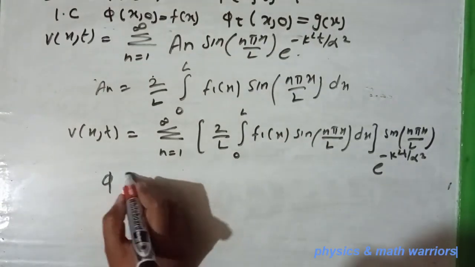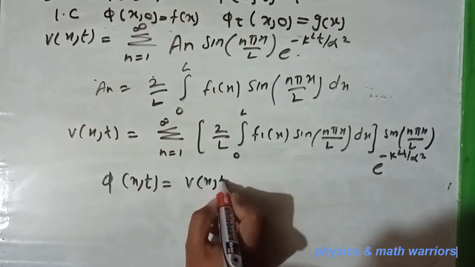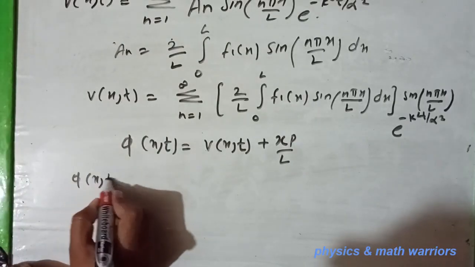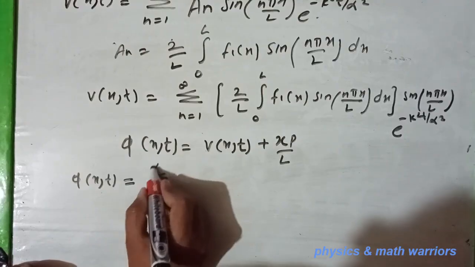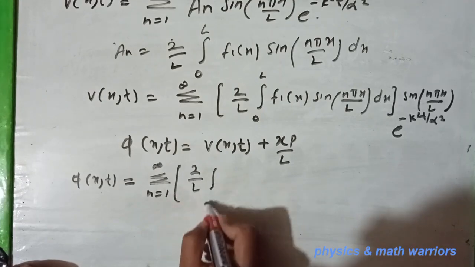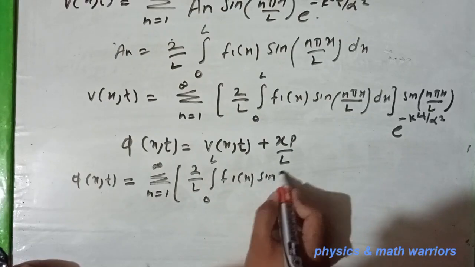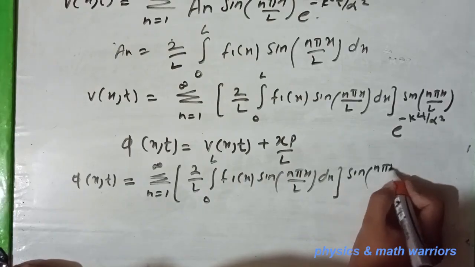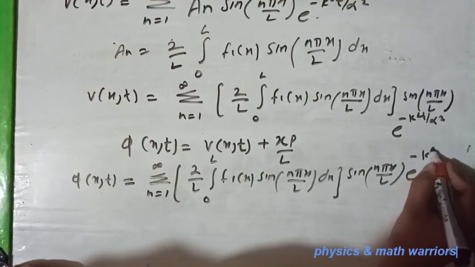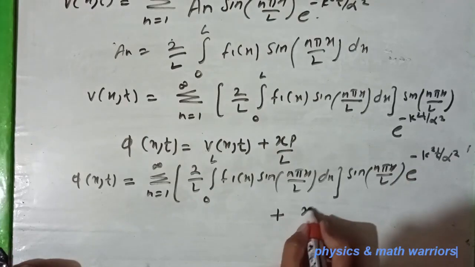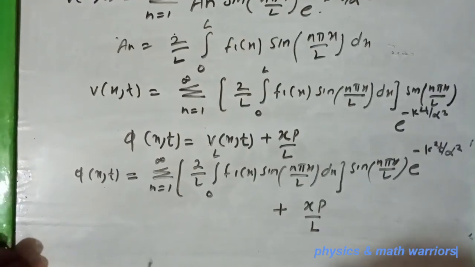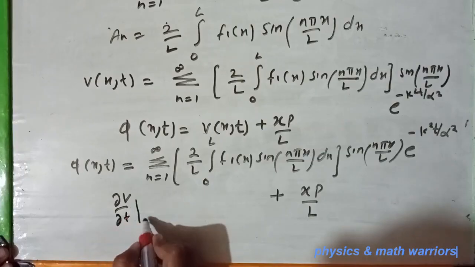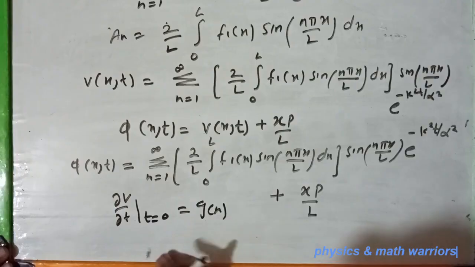And we have considered phi of x and t is equal to v of x and t plus xp over L. So phi of x and t is equal to summation n is equal to 1 to infinity 2 by L integral from 0 to L f1 of x sin n pi x over L dx multiplied by sin n pi x over L multiplied by exponent minus k square t over alpha square plus xp over L. We can also use the second condition, which is partial v over partial t at t is equal to 0 is equal to g of x, to find the value of an.